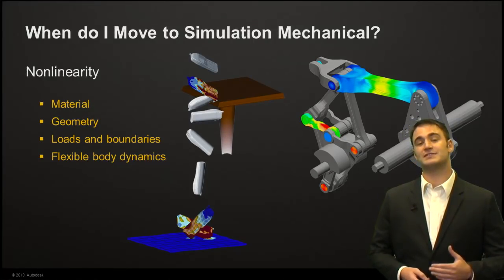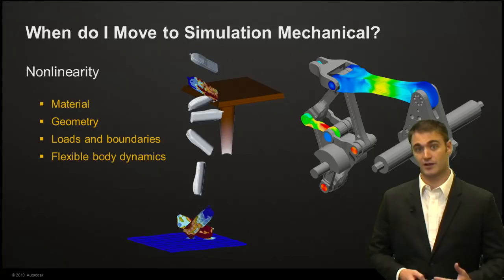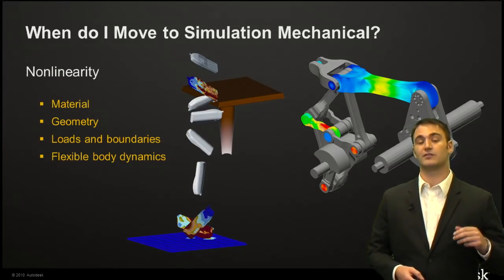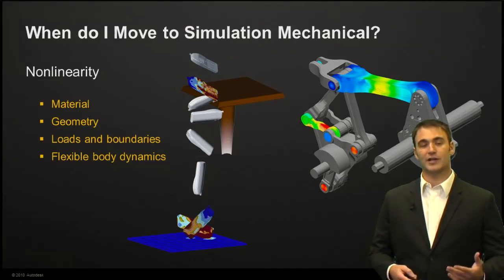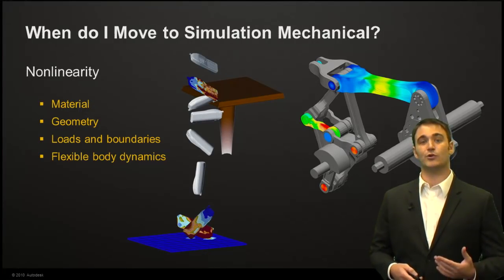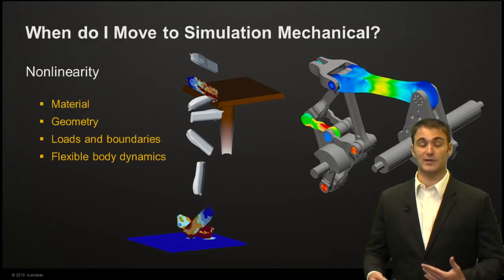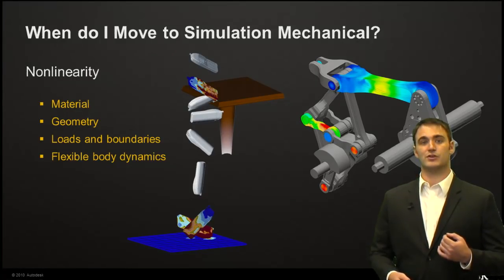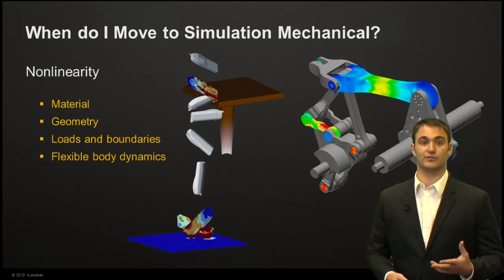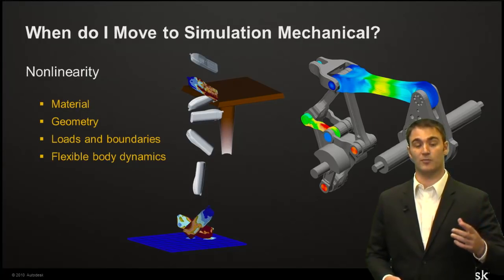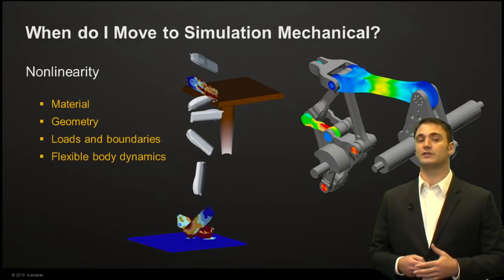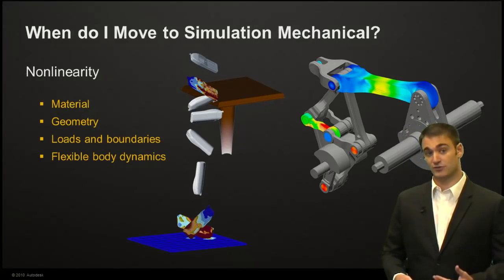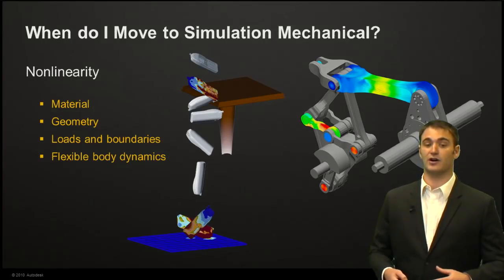There's a bunch of things that can make an analysis nonlinear. The three primary are material, geometry, loads, and boundaries. Now what that really breaks down to, when it comes to materials, is any material getting pushed beyond its yield point would be nonlinear for a simple material like steel and aluminum. Now, there's also more exotic materials, hyperelastic materials, for instance, like a rubber or a foam. Those types of things would be nonlinear pretty much from the get-go. Same with plastics.